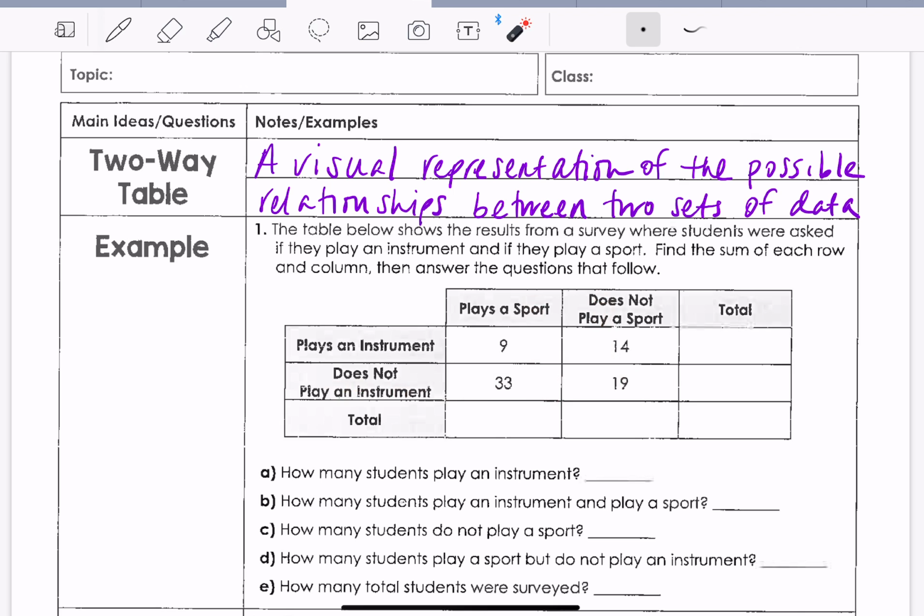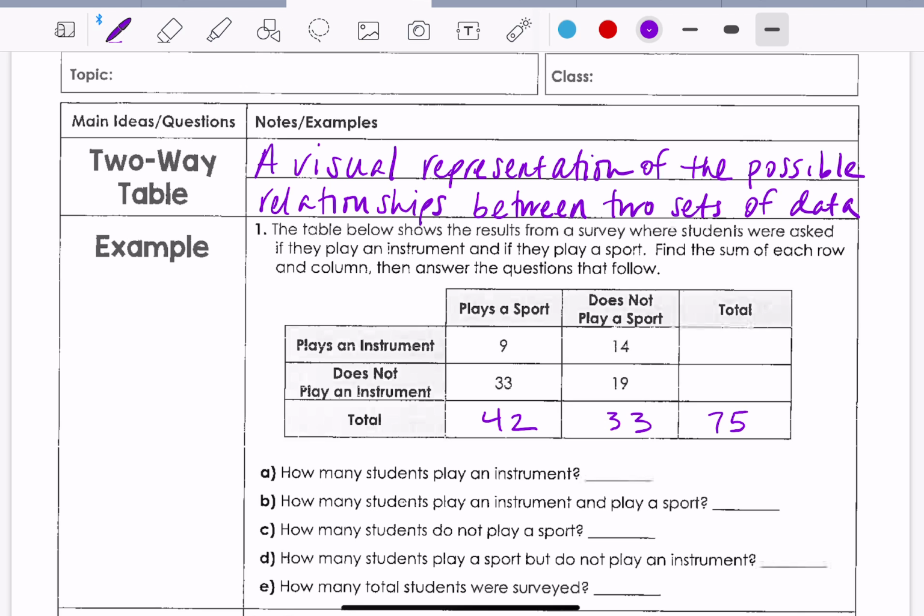So we're going to fill in these totals here. So let's do that right now. If I look at my first column of plays a sport, 33 plus 9 is 42. My second column, does not play a sport, 19 plus 14 is 33. So when I go to add, this is going to be the total number of students. When I add 42 and 33, I get 75.